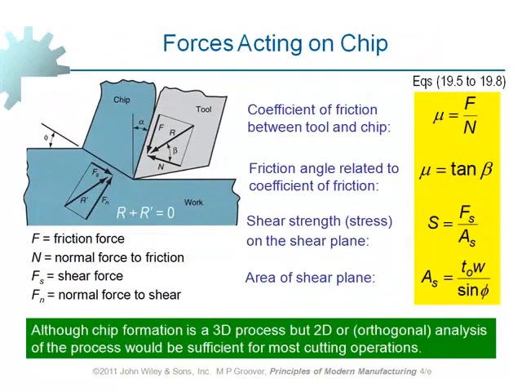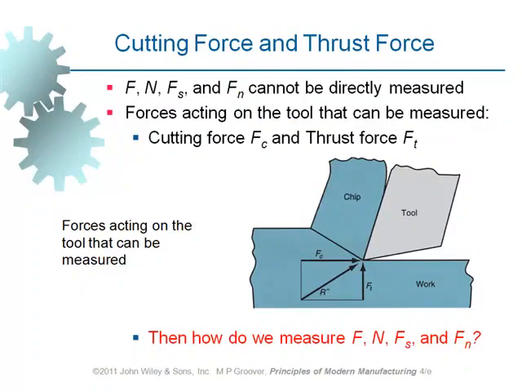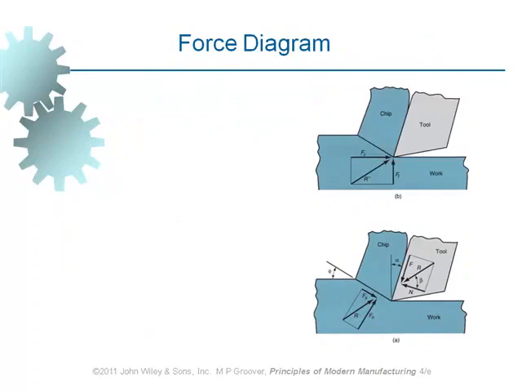These are the ones that we are after, these four forces: Fn, Fs, F, and N. We can't measure them in an operation. But we can measure the forces applied along this direction and this direction, Fc and Ft. If we can define a relationship between these forces and those forces, does it help us to estimate the magnitude of those forces? Of course it does. How do we do that?